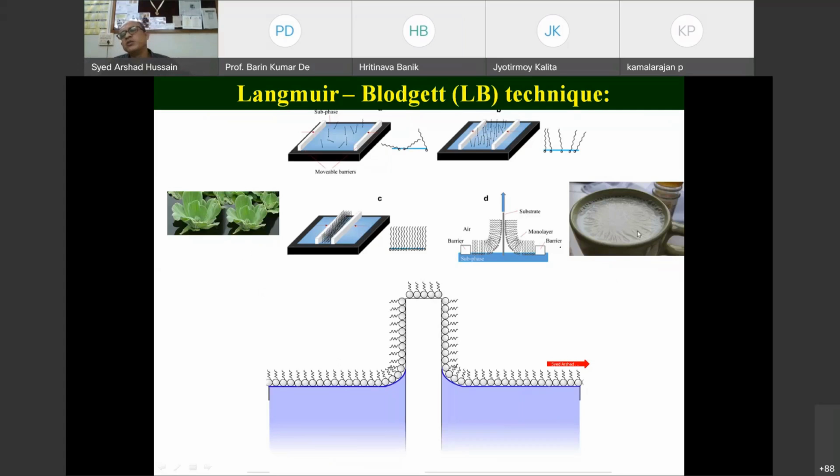We all know when we heat milk, there is a creamy layer formed. If you dip a spoon into the floating cream and take it out, you will see that the cream attaches to the spoon. So it is the same process here.